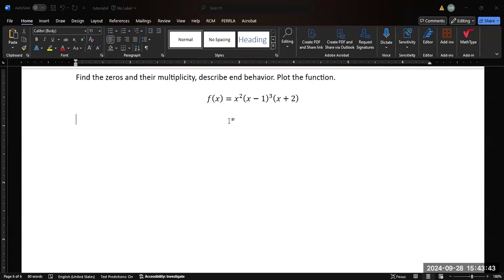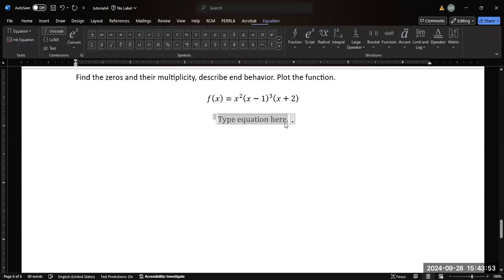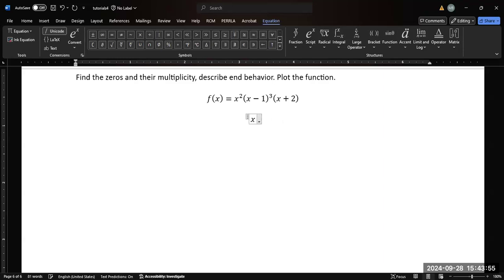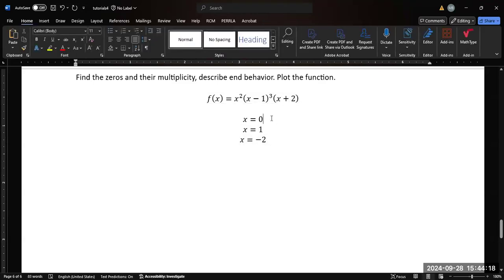All right, now this particular first example is already in factored form, so we can easily identify the zeros. The zeros are going to be x equals 0, x equals 1, and x equals -2. Because we're going to get the 0 from this one. If I set that factor equal to 0, I get x equals 0. I can set this one equal to 0, I get x equals 1, and I set this one equal to 0, then I got x equals -2.